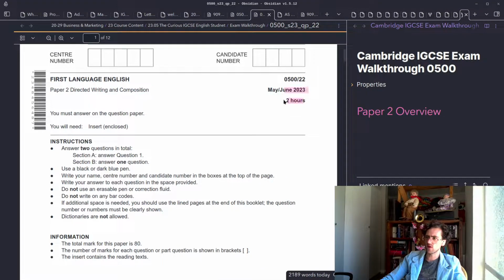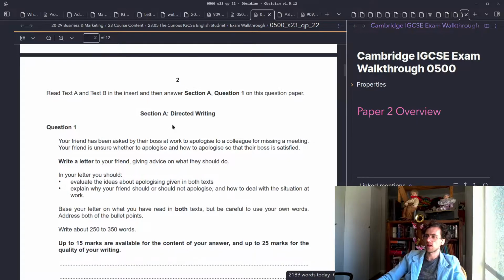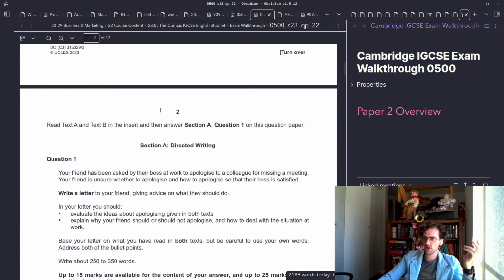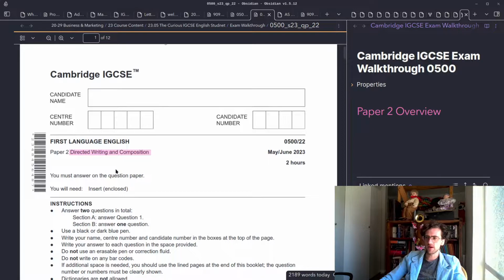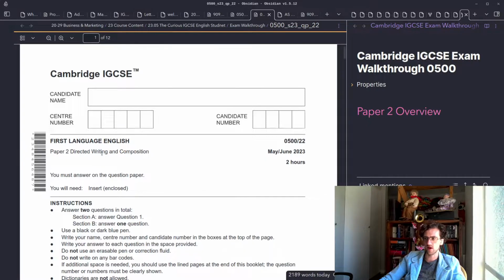You've got 2 hours to write this, and the reason you don't need to read, really. There's no reading involved. Yes, there is. Sorry, I was confusing it with AS. So you've got a bit of reading, but this is your directed writing and composition. So your focus is on your writing. But in order to do directed writing, just like we did some directed writing in paper 1, we have to have something to be directed by in our paper 2.